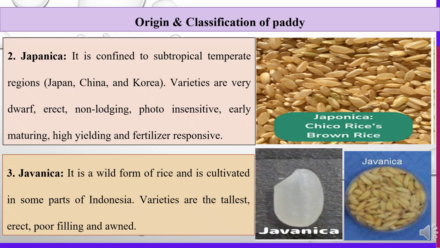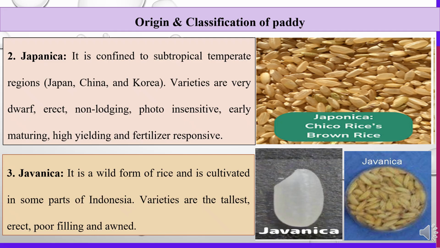Now we discuss the characteristics of Japonica and Javanica species of paddy. Japonica, it is confined to subtropical temperate regions, Japan, China, and Korea. Varieties are very dwarf, erect, non-lodging, photo-insensitive, early maturing, high-yielding and fertilizer responsive.